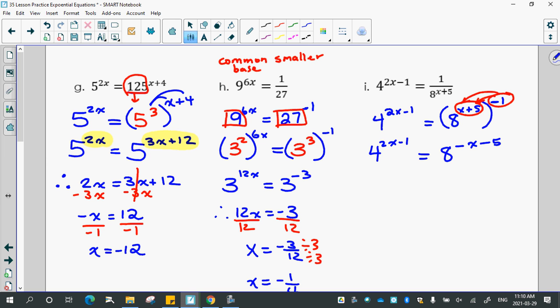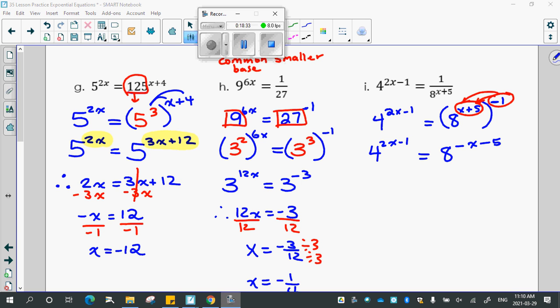Now is where I would look and see, can I write 8 as 4 to the something? 4 squared is already 16. So now I'm looking for a common smaller base, which is 2. So I want to write each of those as 2 to the something. So now I'm going to do times.